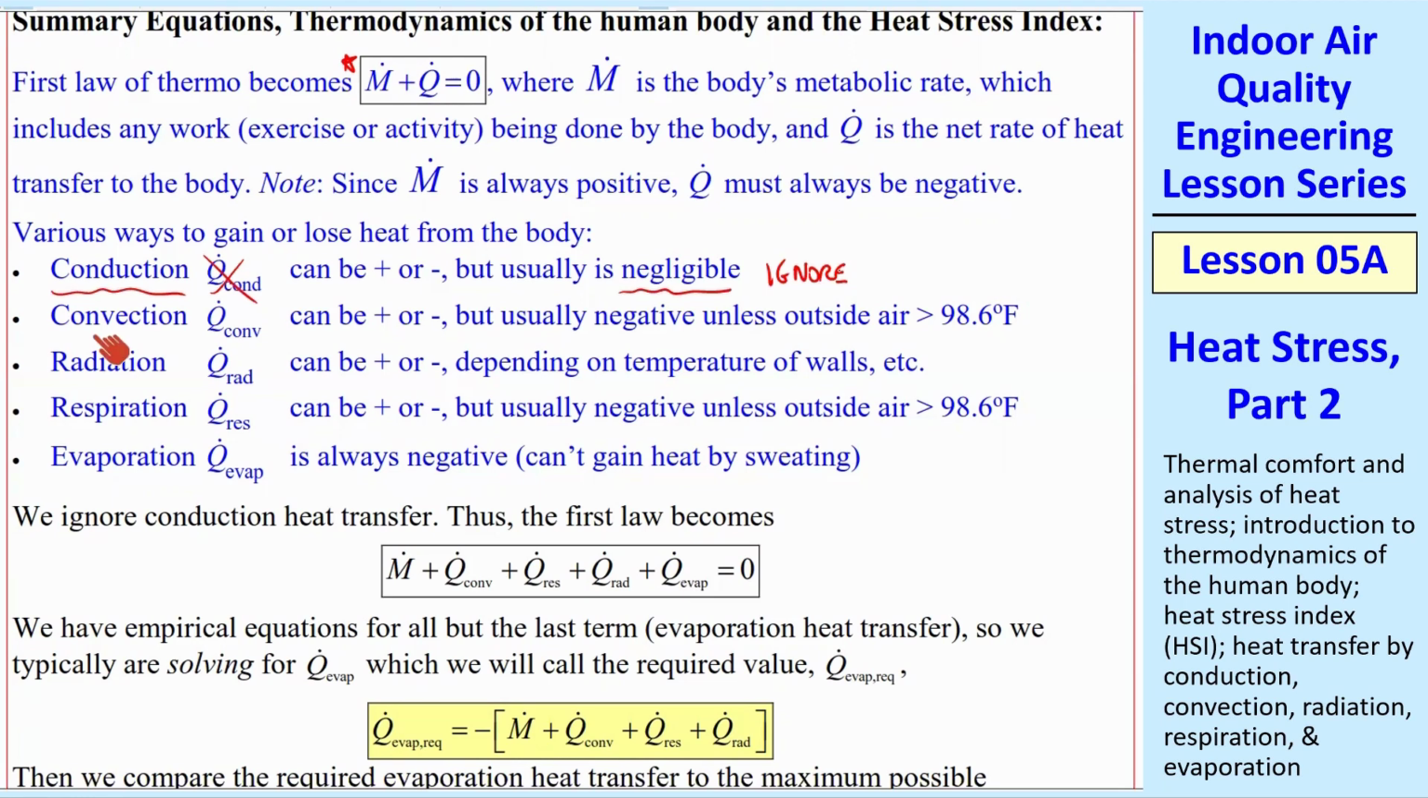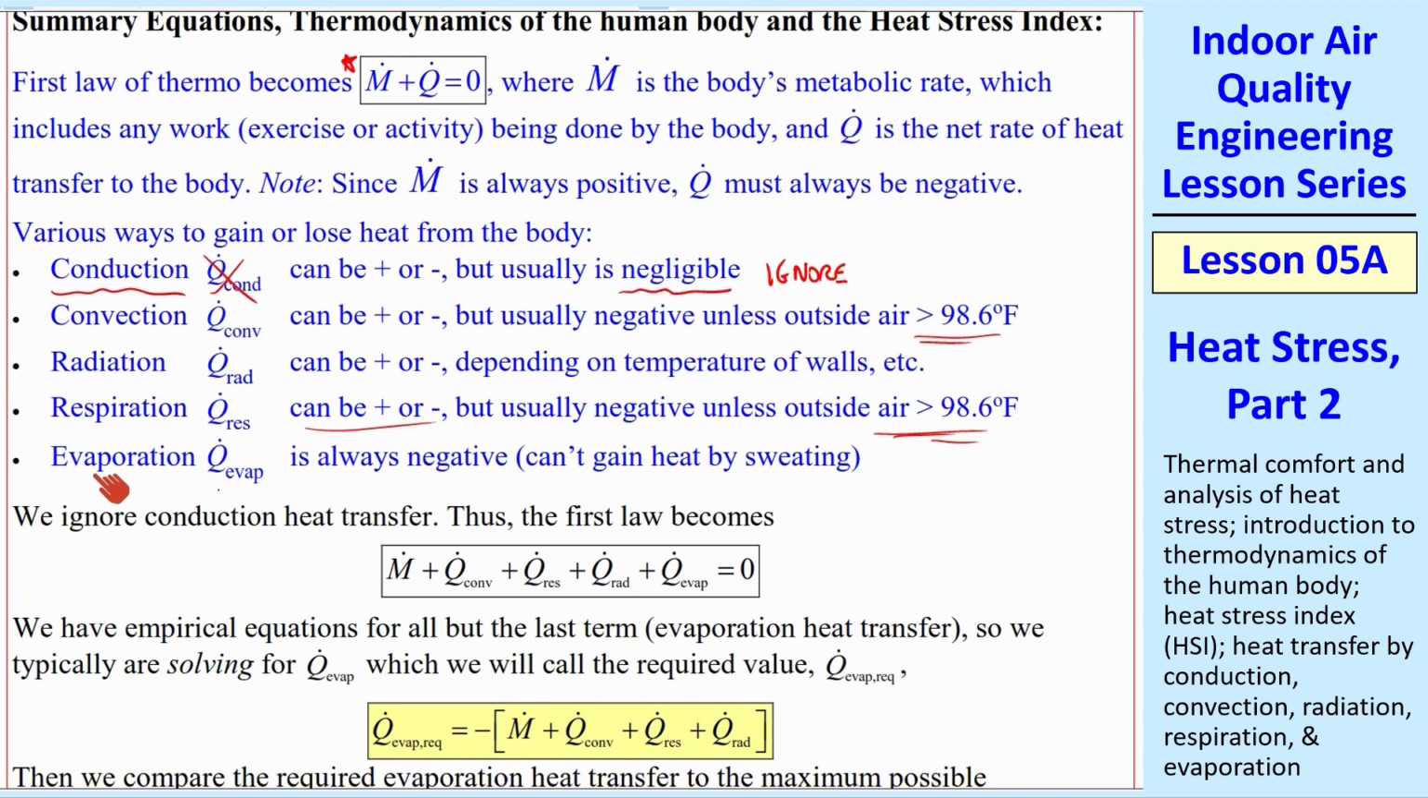Convection, air blowing over, can be positive or negative. It's usually negative. It's a cooling effect unless the outside air is hotter than your body temperature. Radiation, again, can be positive or negative depending on whether you are hotter than the surroundings or vice versa. Respiration can be positive or negative, again, depending on the outside air. If you're breathing in really hot air, you're going to be adding heat into your body, but most of the time, unless it's really hot outside, you're breathing out warmer air.